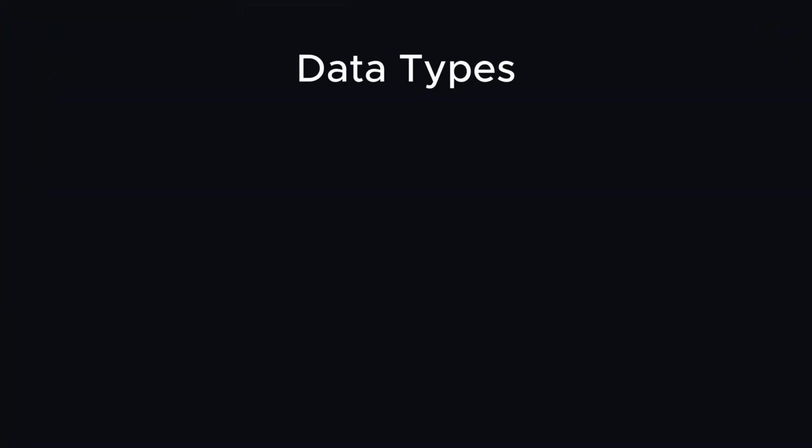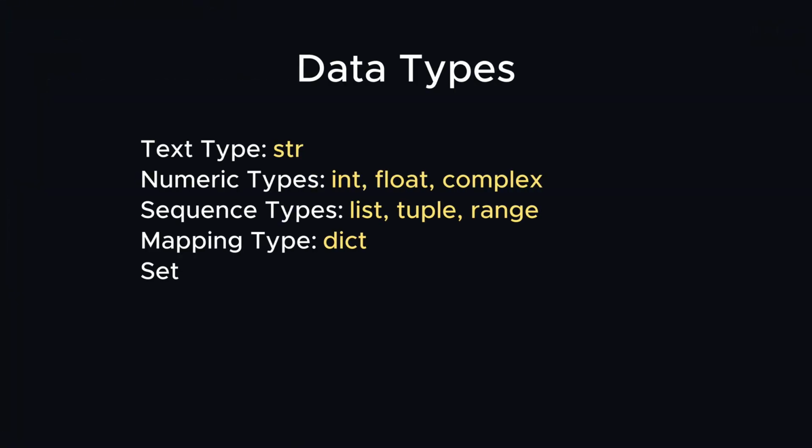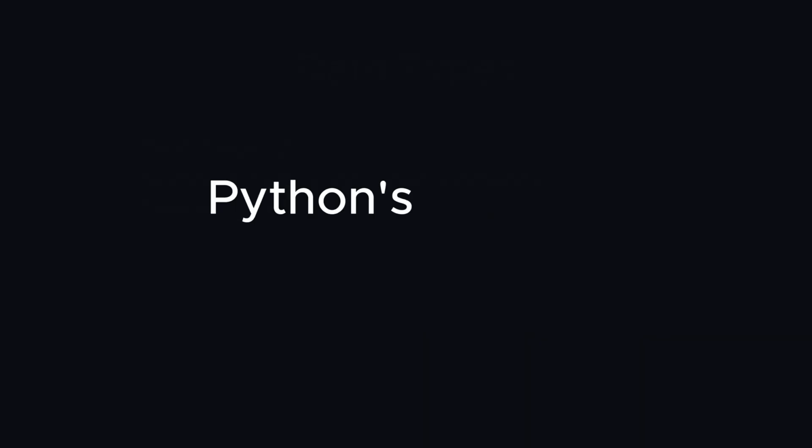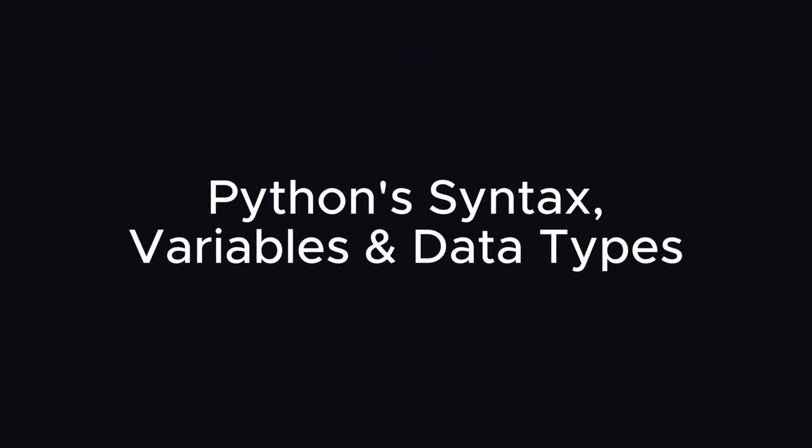Now here's a quick glimpse at the remaining data types that we haven't covered in depth yet. These are important, but don't worry too much about them for now, as I'll dive deeper into these data types in future videos. For now, you just need to know they exist. So that's the basics of Python syntax, variables, and data types. You don't need to know everything right away, just start experimenting with these concepts and you'll soon get the hang of it.